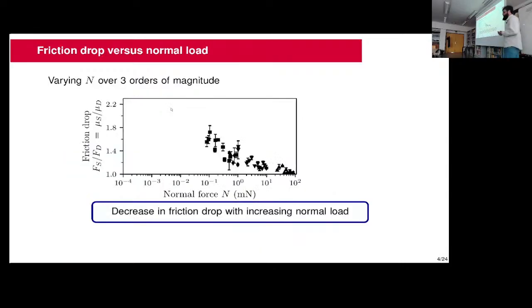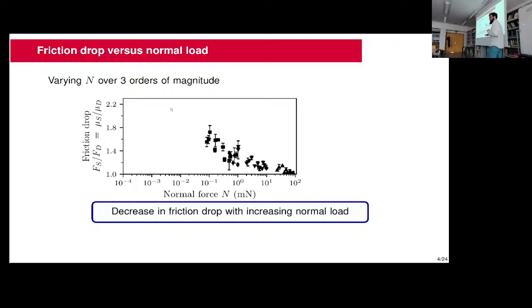And surprise, what we observe is that the friction coefficient over a large range of normal force is decreasing with the normal load. So for really small normal load, you have a higher friction coefficient than if you have high normal load.